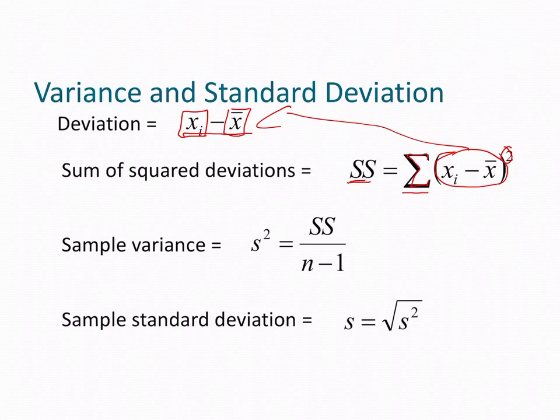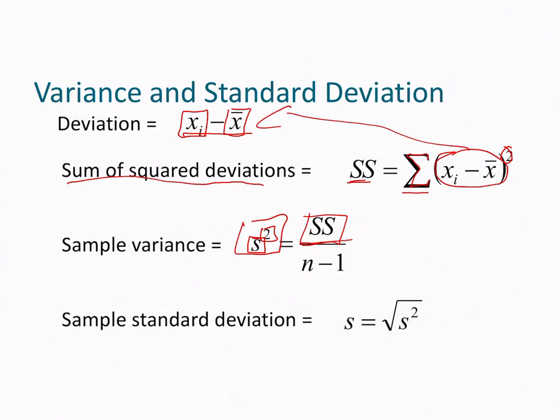Next is our sample variance, which is notated by S squared. This is our SS, which is the sum of squared deviations, divided by our n minus 1. N, as we know, is the number in the data set, so n minus 1. So you take your deviations that are squared, add them all together, and then you divide by n minus 1, and that will give you your sample variance.